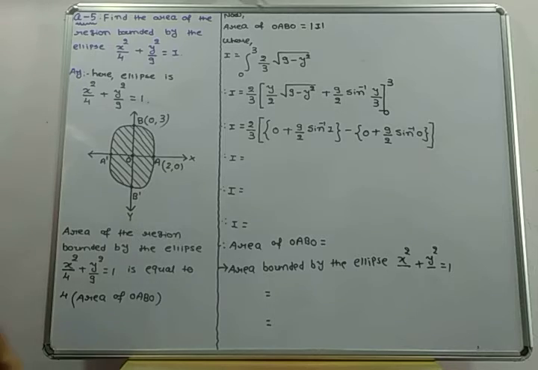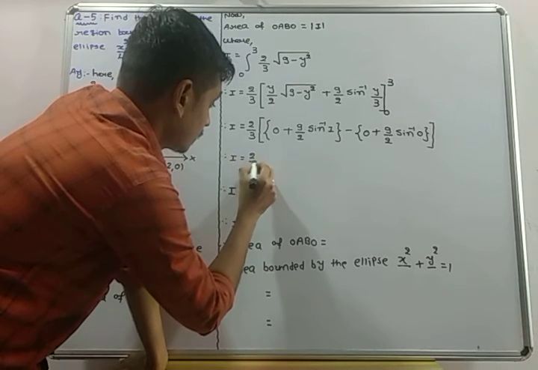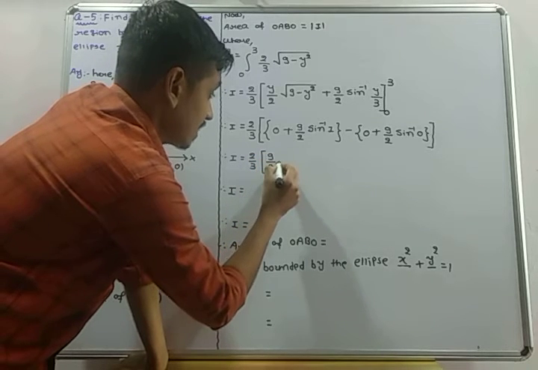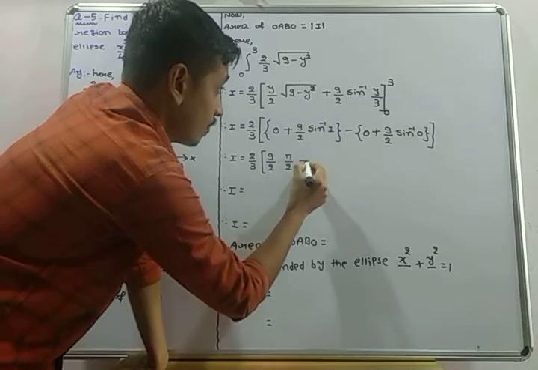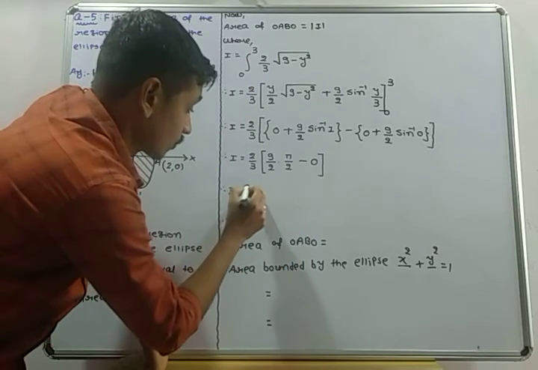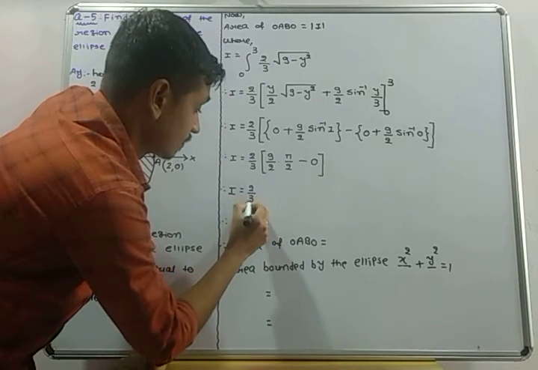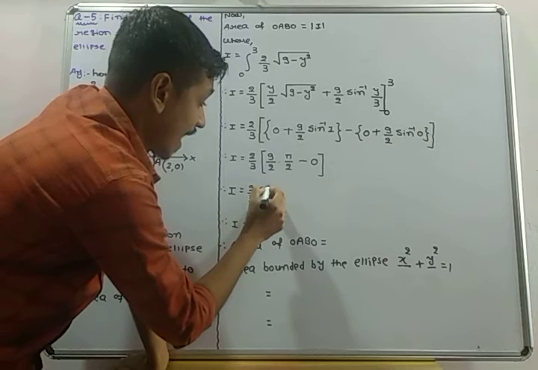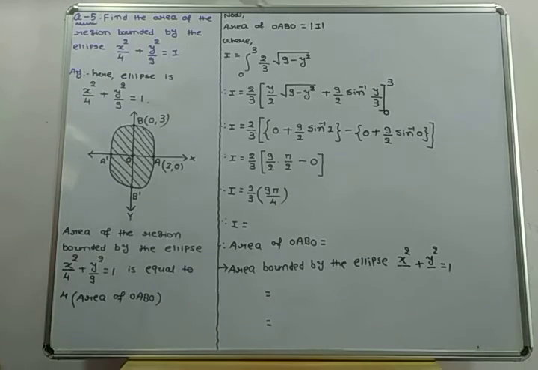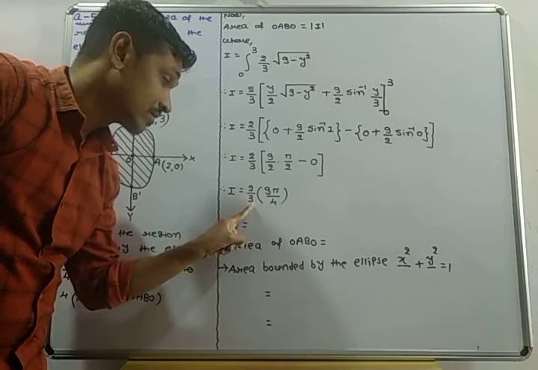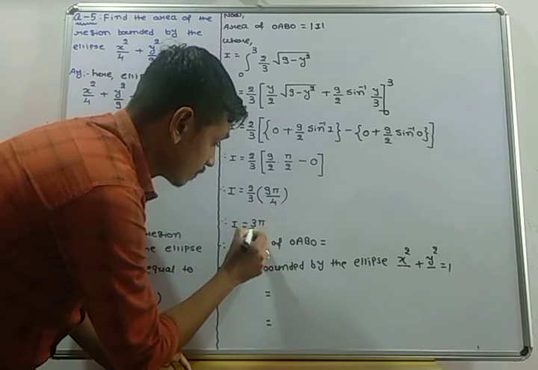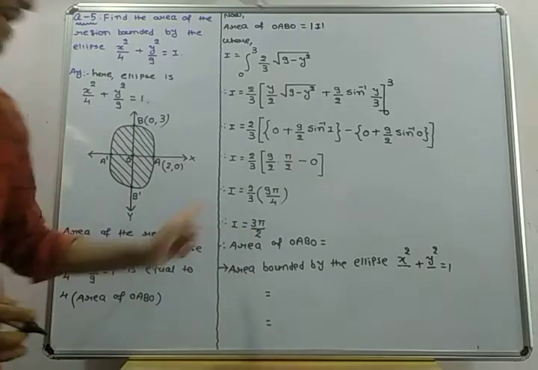Now 2 by 3 bracket 9 by 2, and sine inverse 1 means pi by 2, minus this is 0 and sine inverse 0 means 0. So 2 by 3 bracket 9 pi by 4. So 2 2s are 2 and 3 3s are 3, so I equal to 3 pi by 2.